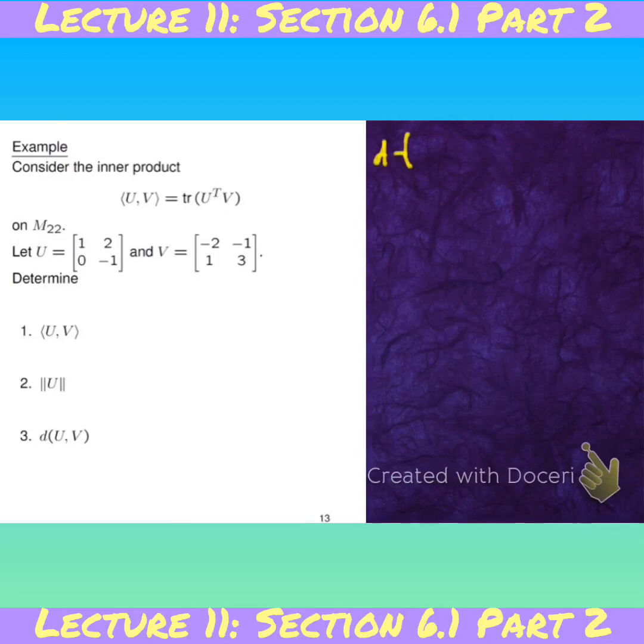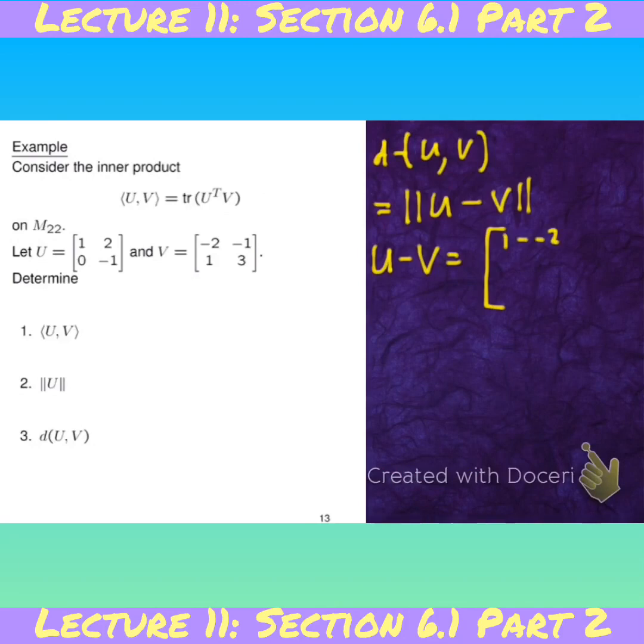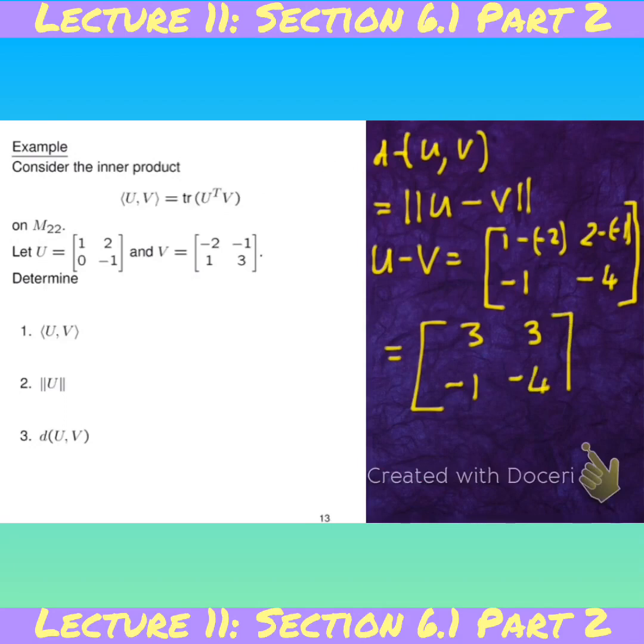So the distance between the vector u and v is, by definition, the norm of the vector u minus v. First of all, the vector u minus v is simply defined as the matrix 1 minus 2, then 2 minus 1, and then this entry here is going to be minus 1, and then minus 1 minus 3, which is minus 4. So that is going to be the 2 by 2 matrix 3, minus 1, minus 4. Okay, so we need to go and find the norm of this vector u minus v.